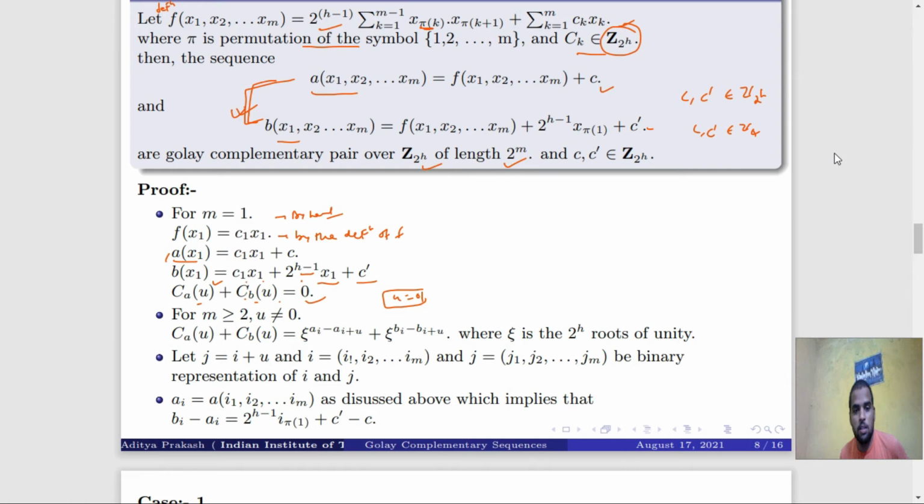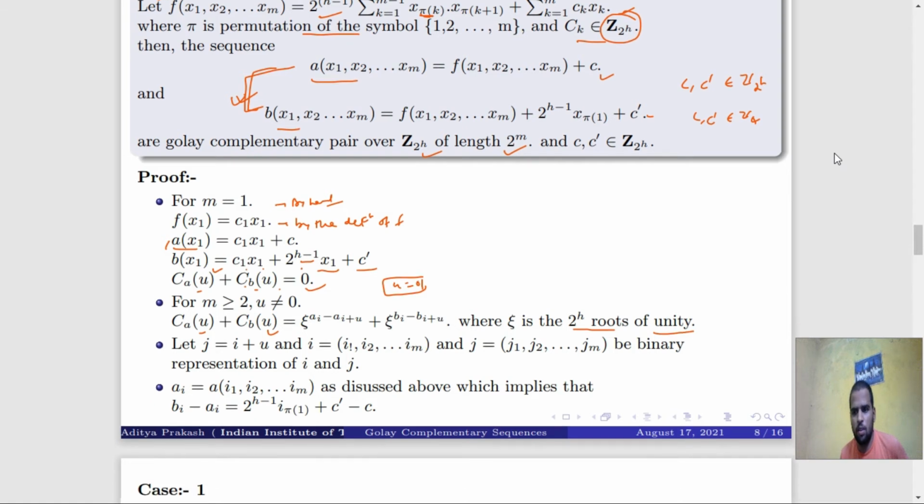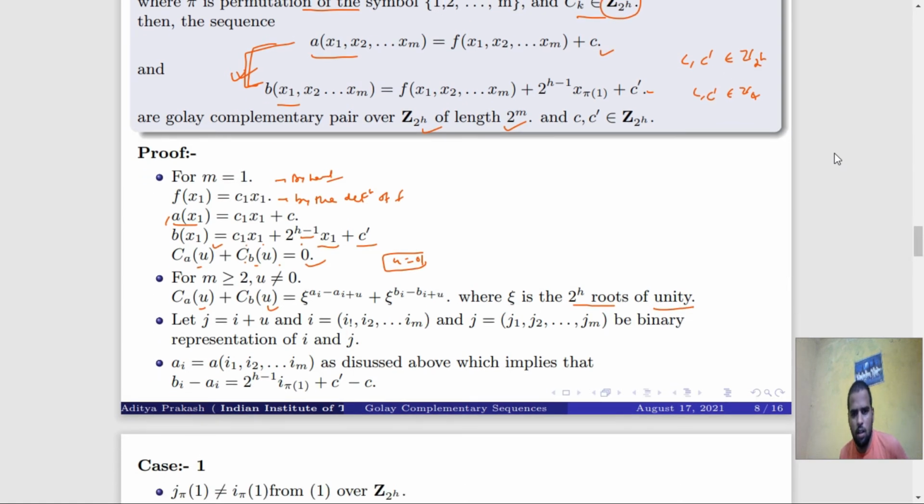Okay, then C_A^u plus C_B^u is nothing but, by the definition, C_A^u is xi to the power a_i minus a_(i+u), plus xi to the power b_i minus b_(i+u), where xi is the 2^h-th root of unity. Okay, got my point?